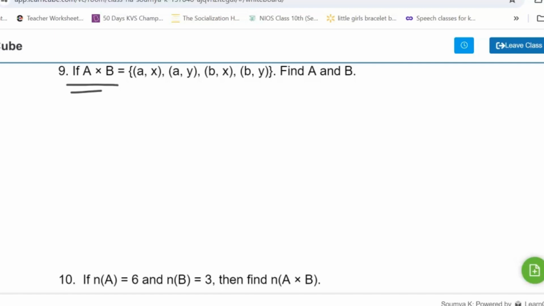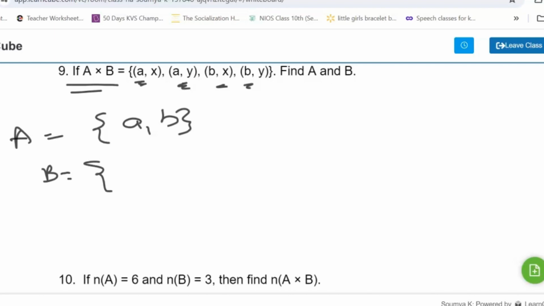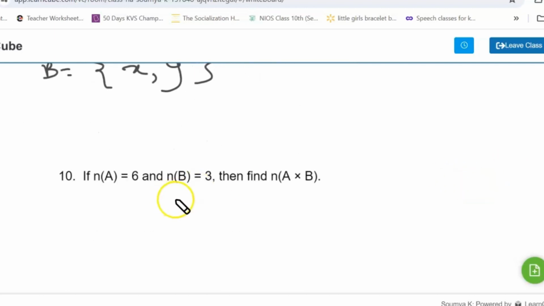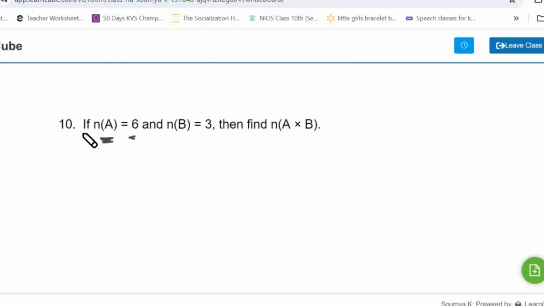So from the equation you can say A and B are the elements of your A set, and B will have X and Y is a repetition, again X and Y, same repetition is there. So A and B are the results of set A and B. Okay, next question is 10th question, and this is the final question of this video. If number of elements in A is 6 and number of elements of B set is 3, then you have to find out what will be the cross products A and B. Final result will have how many elements in them.